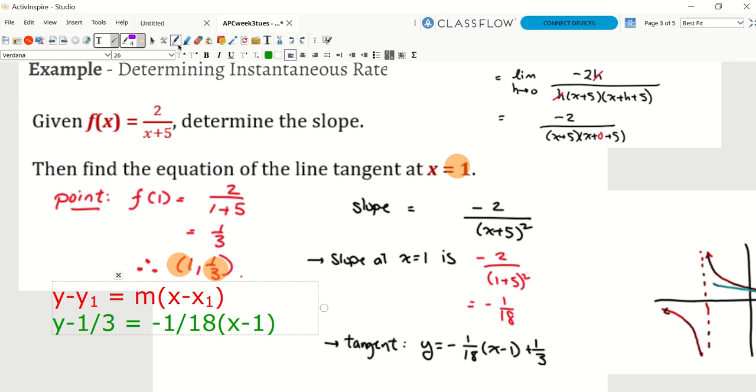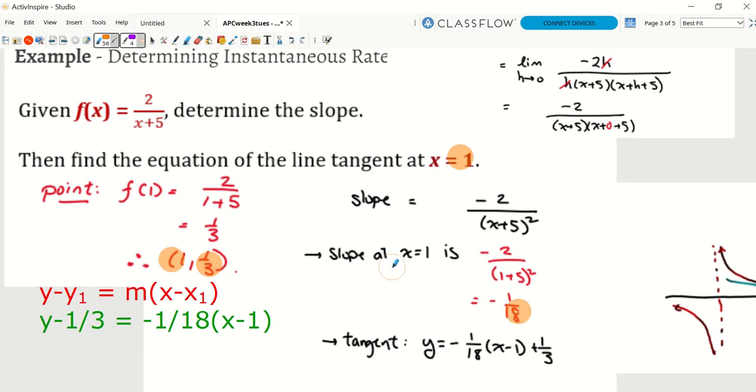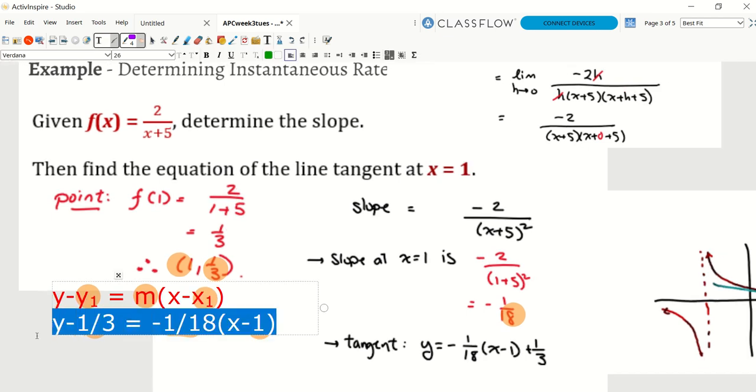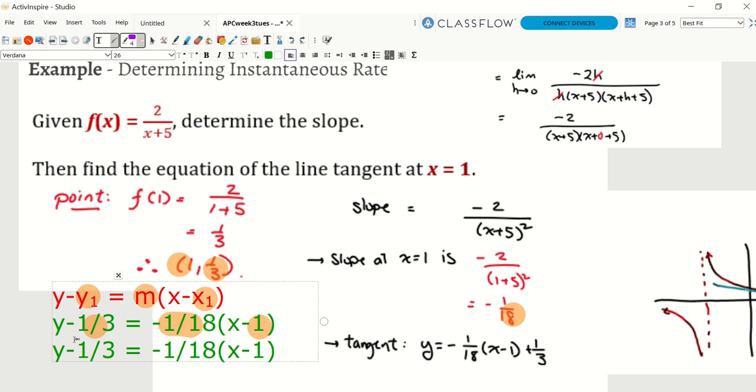Okay, so I got these three orange highlights that get plugged in into there, okay? And then you just basically simplify. You can just basically leave it like this, okay? And then plus 1/3. Okay? And that's your equation of the line, okay?